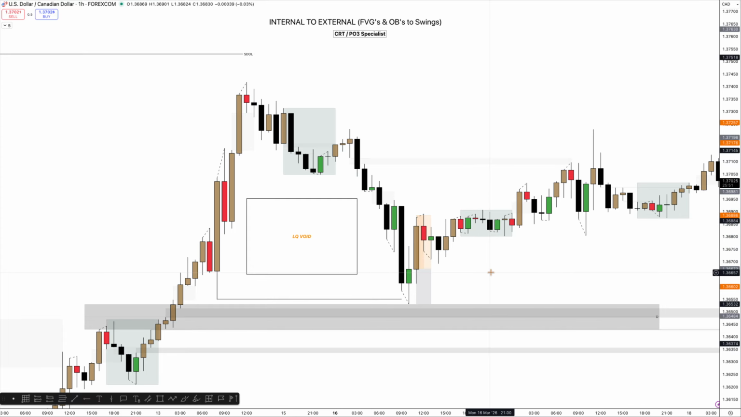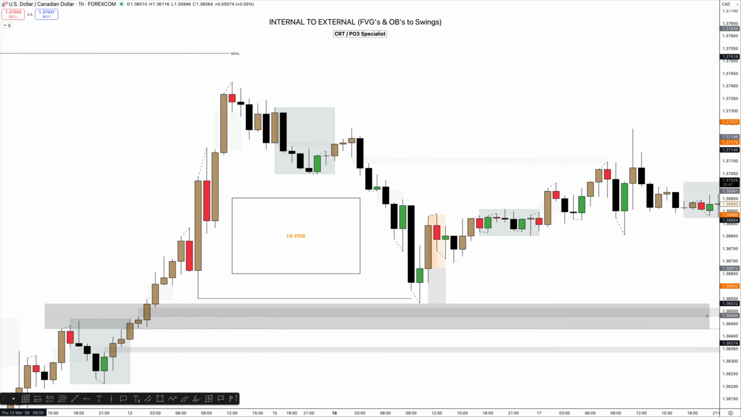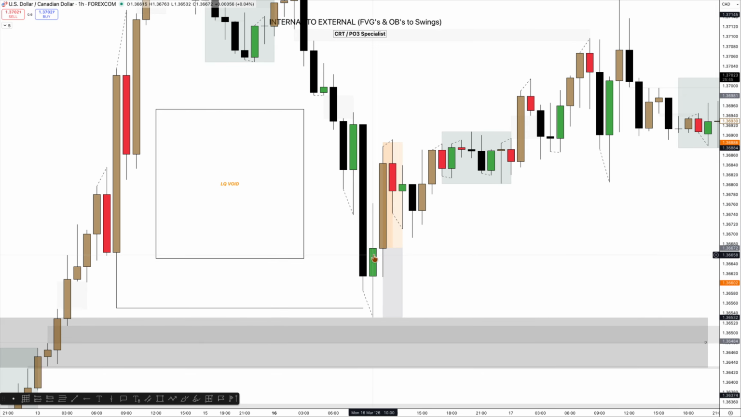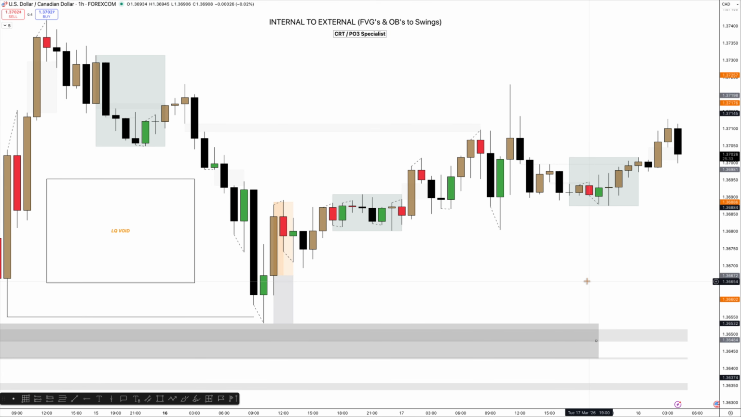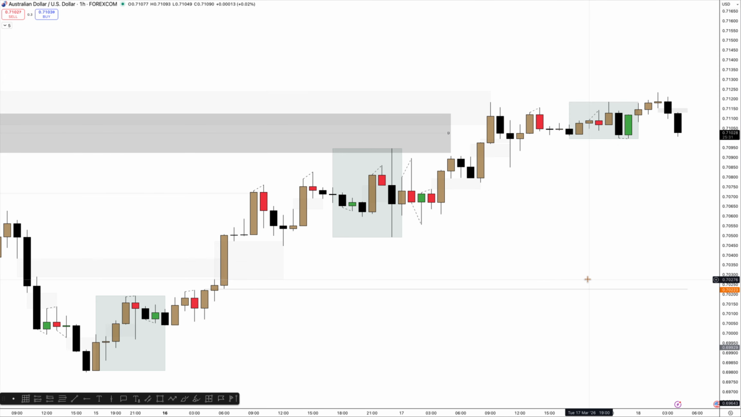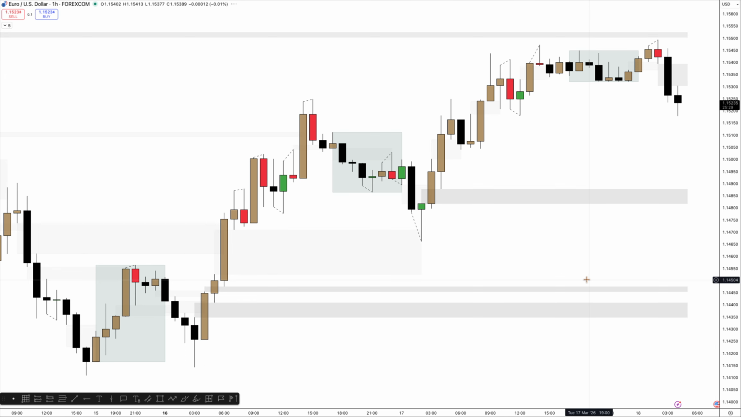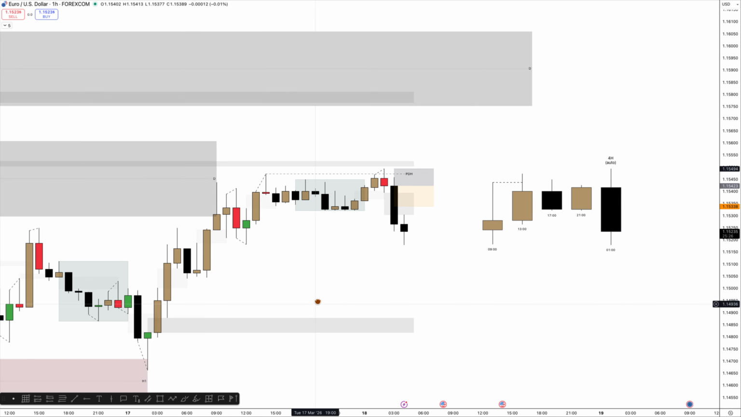So what am I looking for? I'm looking for a sweep. Market sweeps that area, closes within that range. Call it a CRT, call it a shooting star. I don't care. All I'm looking for is manipulation, close to the upside, continuation. Done. And that is it, guys. That is how simple this approach can be.